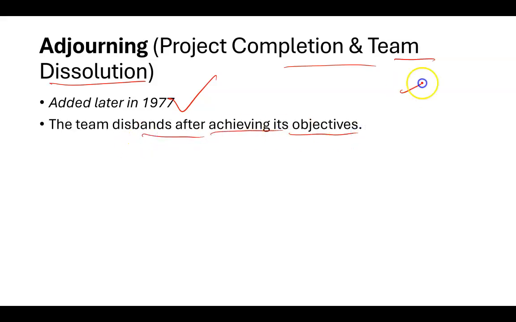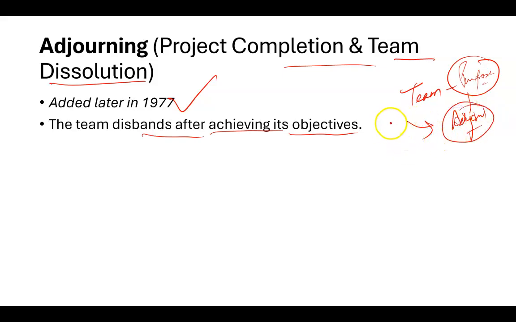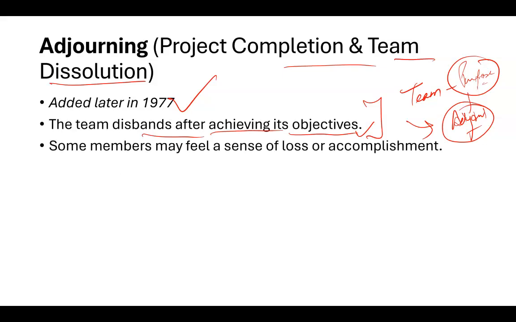Generally a team comes together for a purpose, right? And once the purpose is over, the team adjourns. So the team goes back, or the team is dissolved now, right? They are not working together anymore because the purpose is over. Every team is together for a stipulated period of time, and after that it adjourns, and that's why this stage was added. Some members may feel a sense of loss or accomplishment.